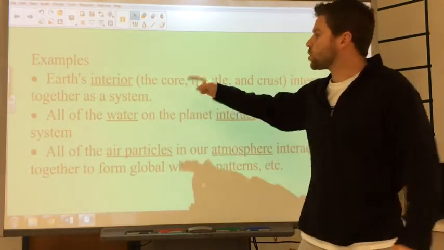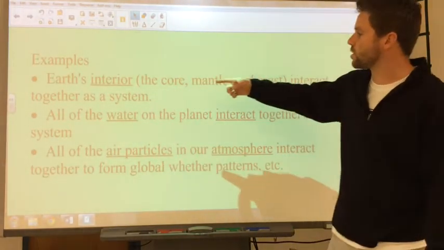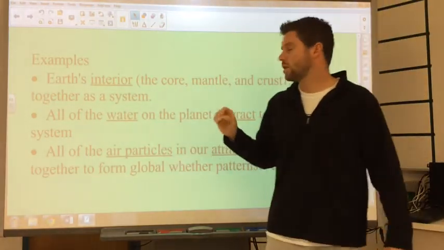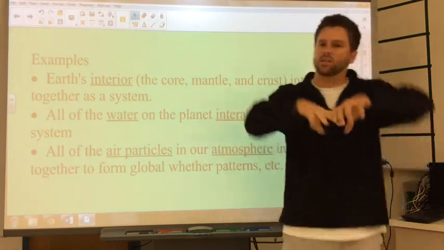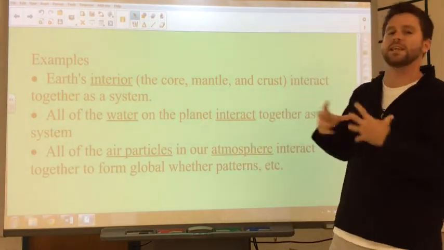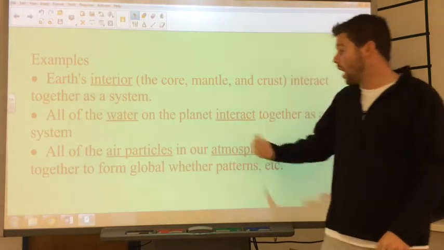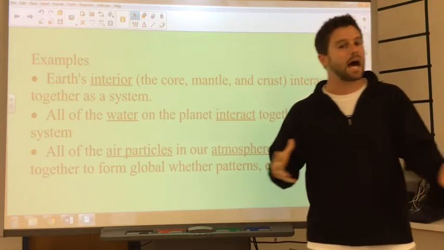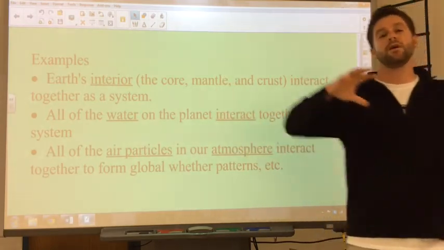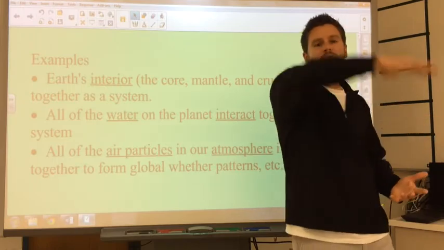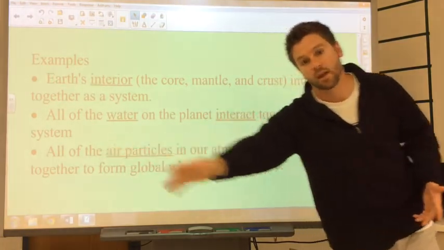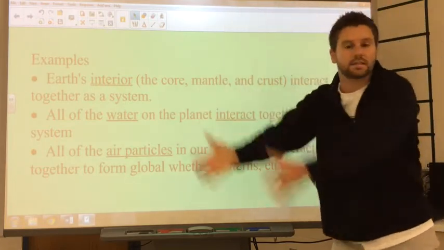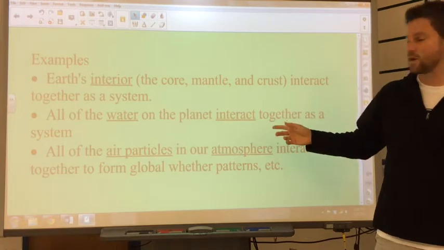So if we talk about Earth's examples, Earth's interior, which is the core, the mantle, and the crust, interact together as a system. Without the core, without the mantle, without the crust, none of them would function properly. So they work together as a system. All of the water on the planet interacts together as a system, okay? So we've got tides that come in and tides that go out, and we have water that's evaporated and moved onto land as rain, and then that causes the rivers to flow and push water back into the ocean, and that is a cycle. So that's part of this hydrosphere system.